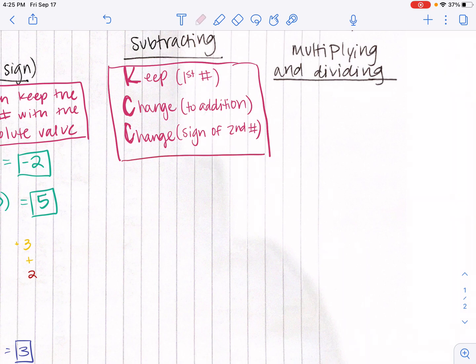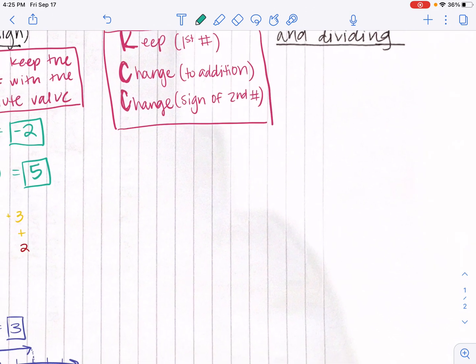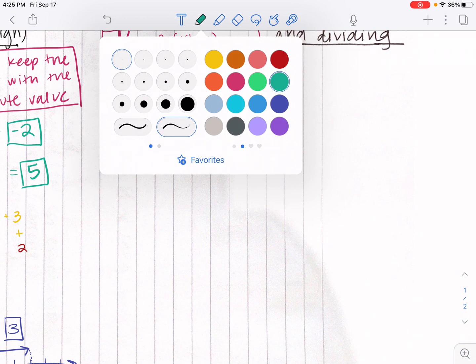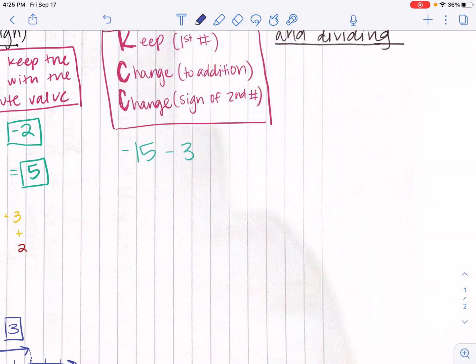Okay, let's show an example other than the one we just did. So if I had, let's say, negative 15 minus 3. I'm going to use a different color here. Let's do dark blue. I'm going to keep, change, change. I'm going to keep my negative 15. I'm going to change my subtraction to addition, and then I'm going to change my 3 to a negative 3. So here's the first part, my first number.